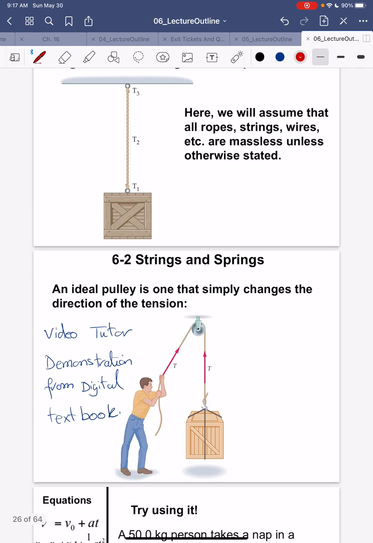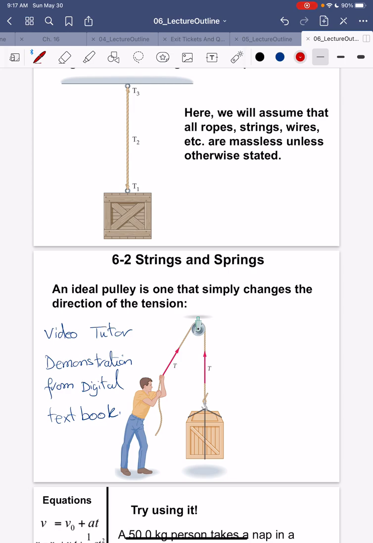Now, with strings and springs, we will always also assume that there is, for now, an ideal pulley. That one simply changes the direction of the tension, and it does not have a mass, it does not have frictional forces, and this is the reason that we are going to say here that the T equals the T, like the two tensions are the same.